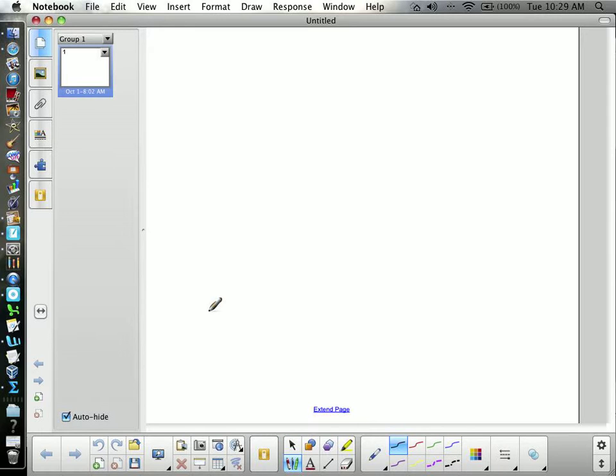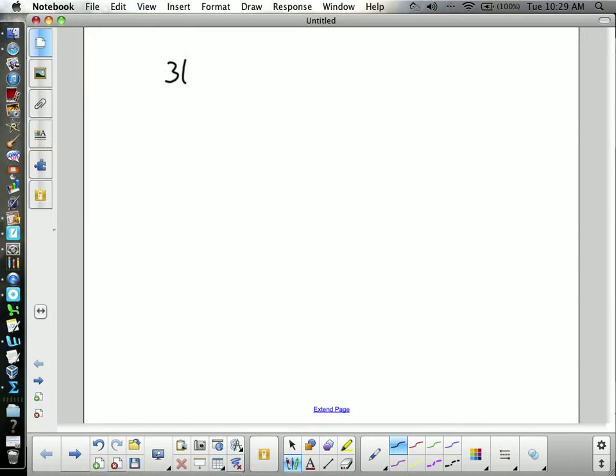3 times negative 6m plus 6 equals 30 minus 6m. So this is just straight up equation solving. Nothing that's different. Let's get our earbud out of our ears.